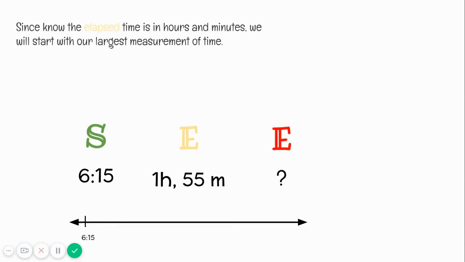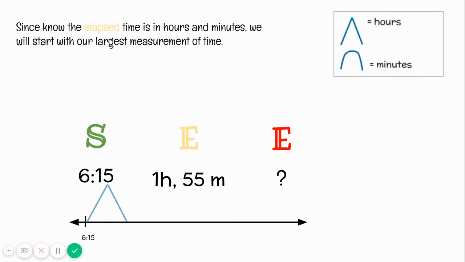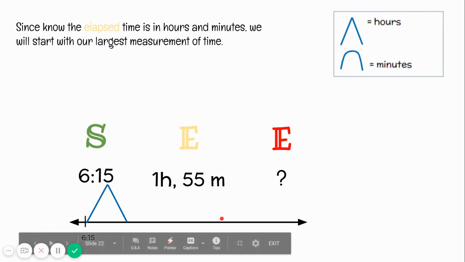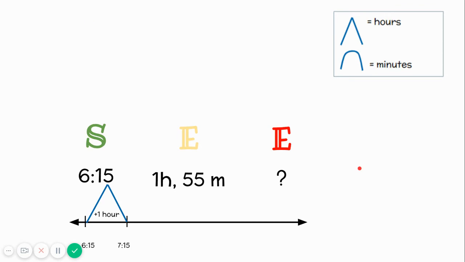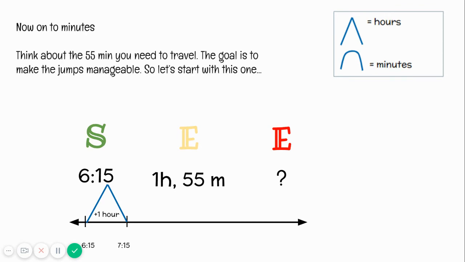So I'm going to start with 6:15. And I know I have 1 hour of elapsed time because it says it right here. I had 1 hour. The game lasted for 1 hour, 55 minutes. So this time, instead of trying to get to my end, I'm just going to add my elapsed time in. So I'm taking 6:15. I'm going to add 1 hour. If I add 1 hour, that will put me at 7:15. Now I've added that hour in. Now I'm on to minutes.